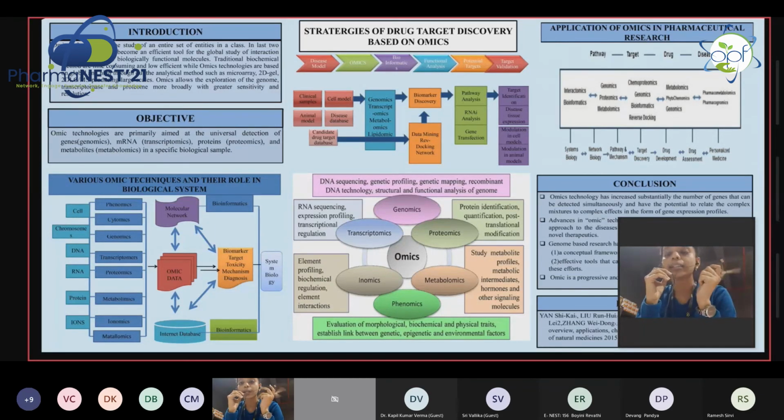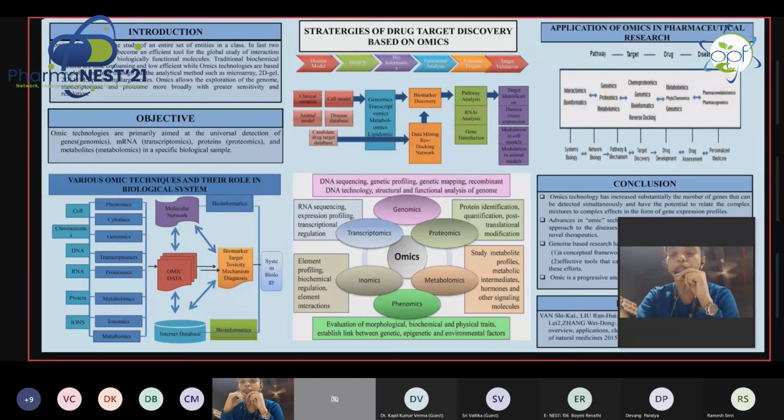The fourth one is metabolomics. It is the study of the metabolic profiles in the different diseases. We can study the different metabolites that are present, with the intermediates, hormones, and other signaling molecules. The fifth one is ionomics. It is about the elements that are present in a biological sample, giving a total profile of the amount of the elements present, their regulation, and the interaction.